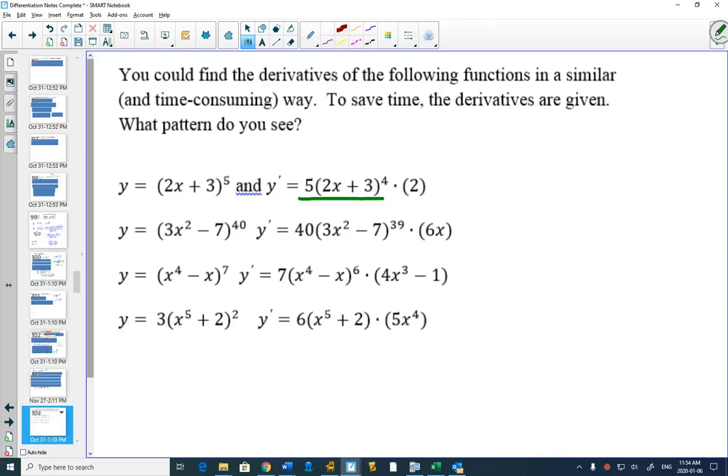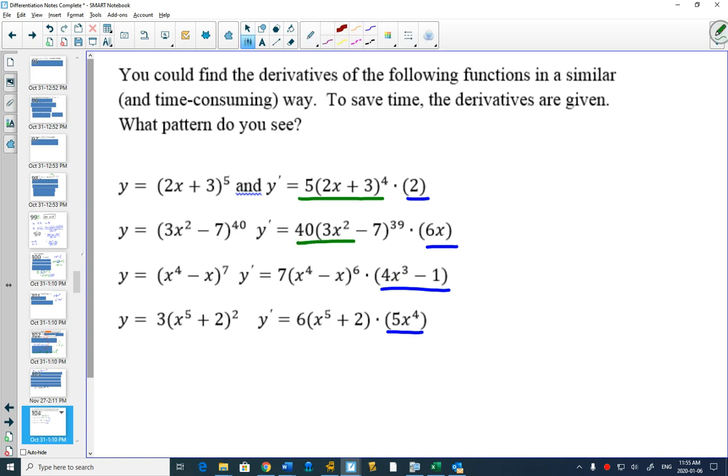This next one, I got what I wanted, but I had an extra 4x cubed minus 1. And the last one, I got what I wanted, bring the 2 out in front, subtract 1 from the exponent, but I had an extra 5x to the 4. Whew. So I'm going to underline the extra part in blue.